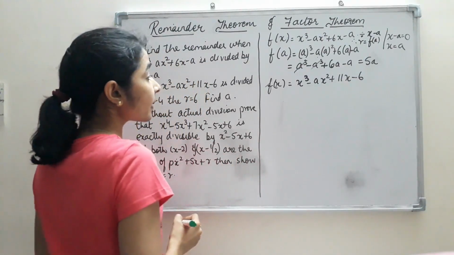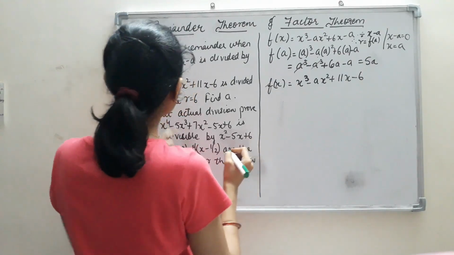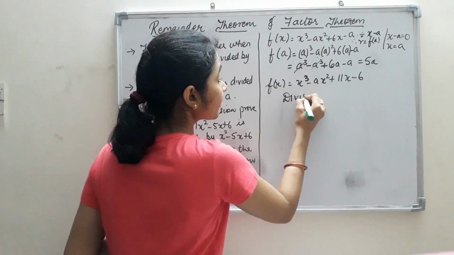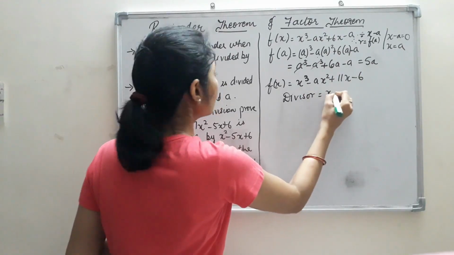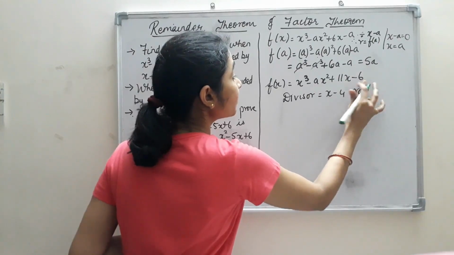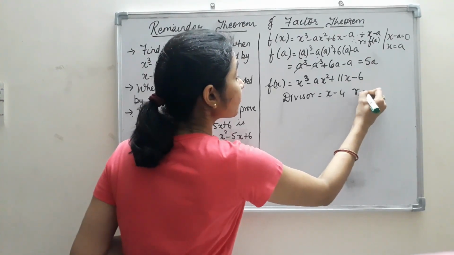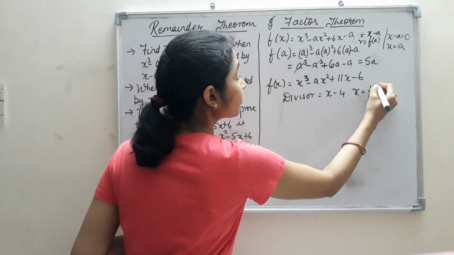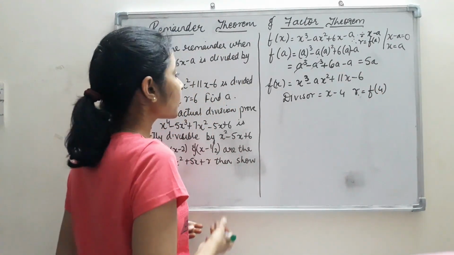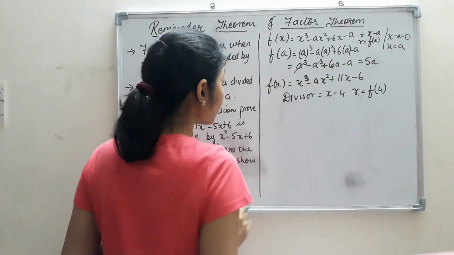Okay, it is divided by, what is the divisor here? x minus 4. So divisor is equal to x minus 4. Therefore, the remainder r will be equal to f(4), because this 4 will change into positive when it goes on the other side. So remainder is equal to f(4).